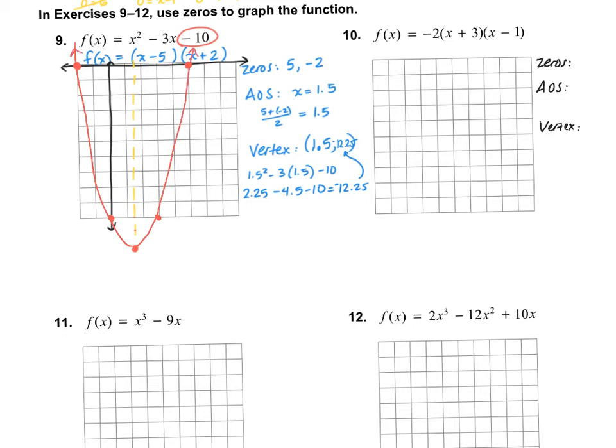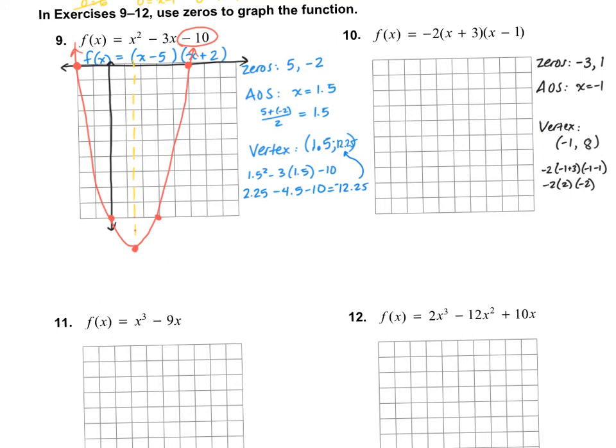Number 10 is already written in the intercept form for me, so I don't need to factor it. It's already done. So my zeros are negative 3 and positive 1. My axis of symmetry is an average between those two, which is negative 1, so x equals negative 1. So that means my vertex is negative 1, comma, and now I need to plug in negative 1. So we have negative 2 times negative 1 plus 3 and negative 1 minus 1. And that gives me negative 2 times 2 times negative 2, which is 8. So that's going to be 8.